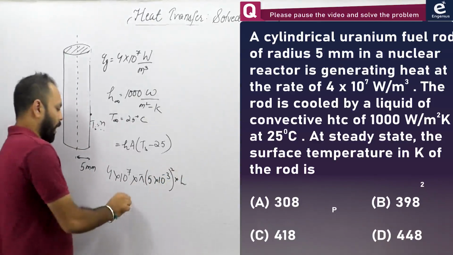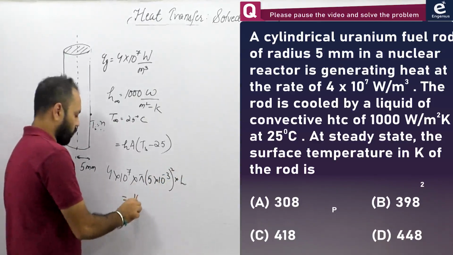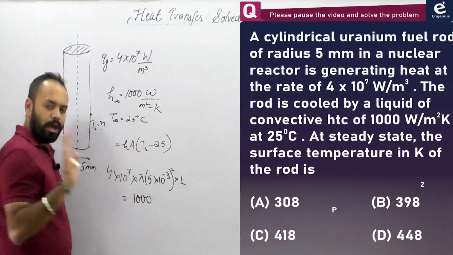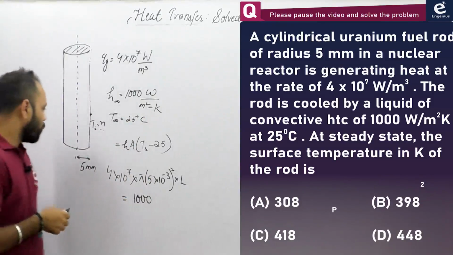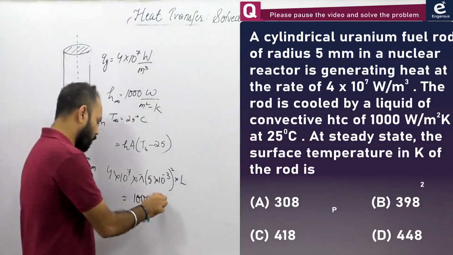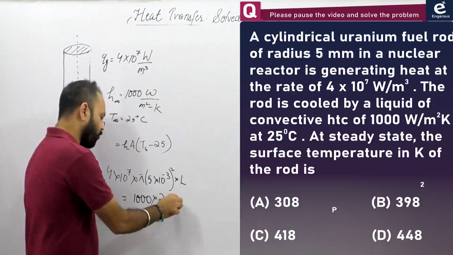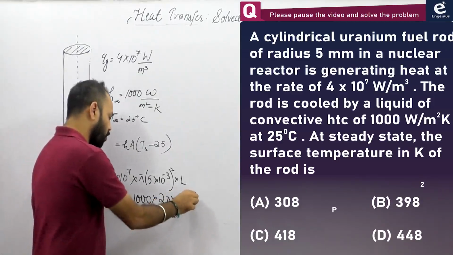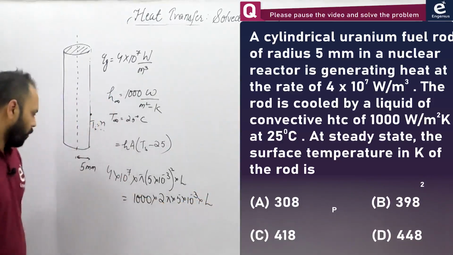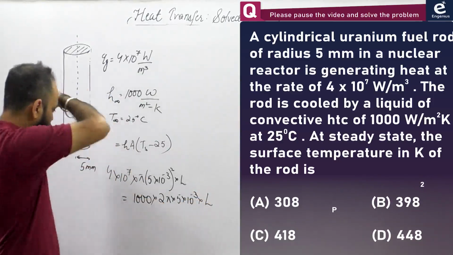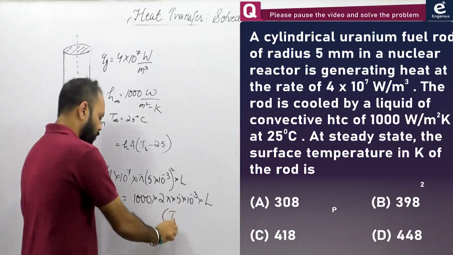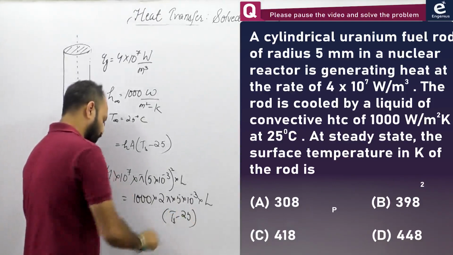Okay. That must be equal to H, 1000. Some of you may ask, sir, this is in degree Celsius, this is in Kelvin. I told you that no need to change anything. 1000 into A. Area is surface area, so that is 2 pi into 5 into 10 power minus 3, that is R, and into L. ठीक है? Things will be cancelled. अच्छा, TS minus 25 भी आएगा साथ में, लिख देते हैं TS minus 25 डिग्री सेल्सियस.